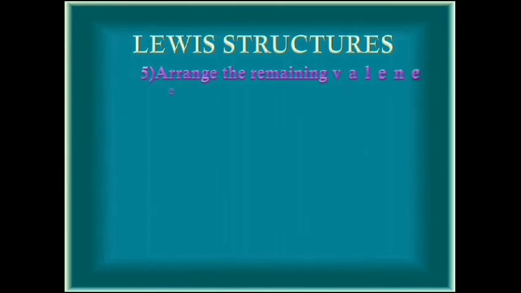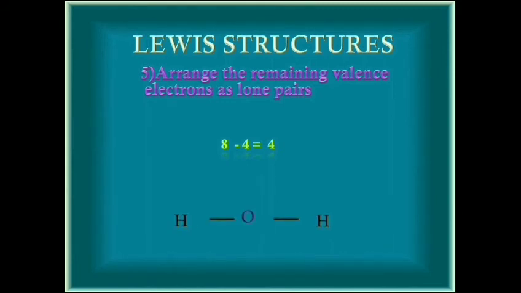Arrange the remaining valence electrons as lone pairs. We have already drawn 2 single bonds, that is 4 electrons. Now, when we reduce these, 8 minus 4 gives us 4. We can represent these 4 electrons as lone pairs along the oxygen atom. We can see that oxygen has 8 electrons and thus satisfies the octet rule. Hydrogen only needs 2 electrons. Hence, this is the Lewis dot structure for water.